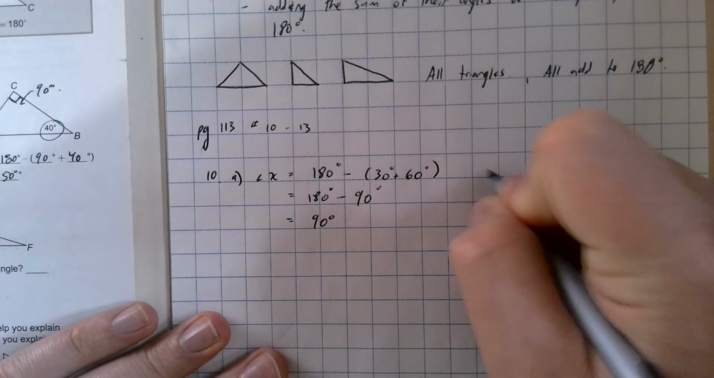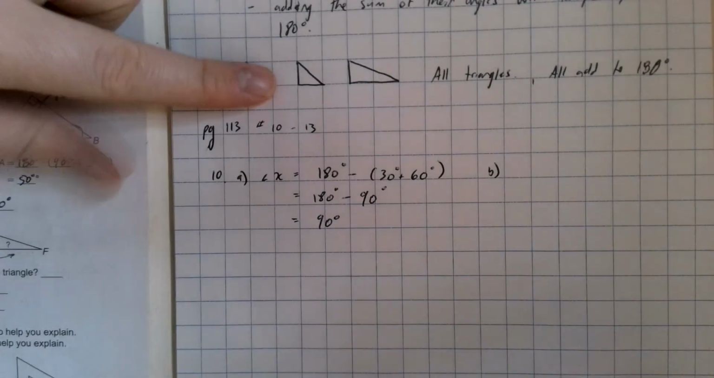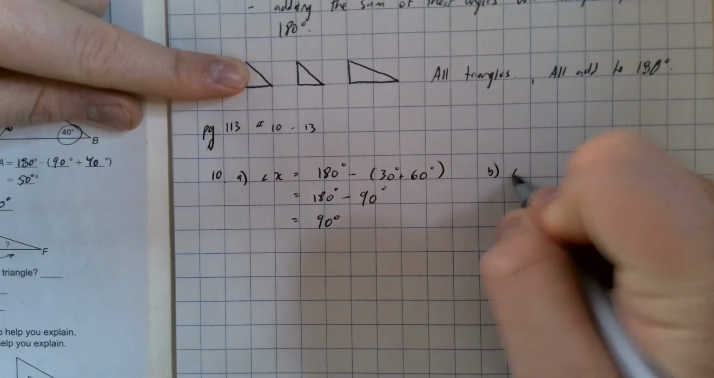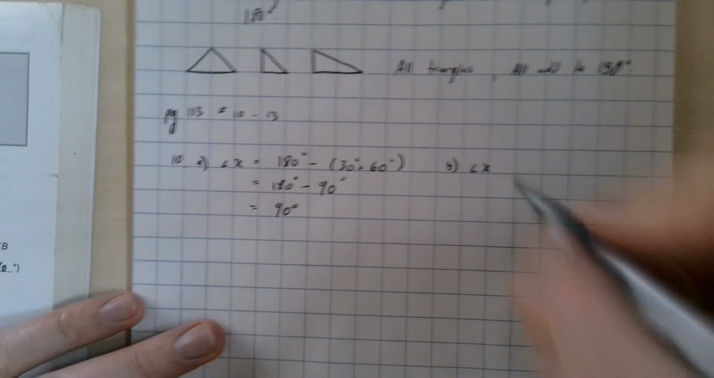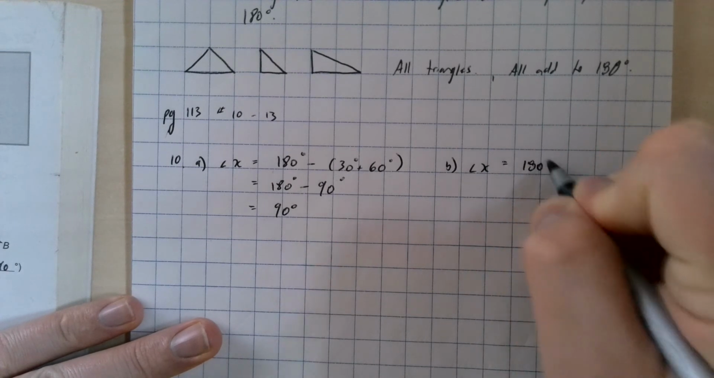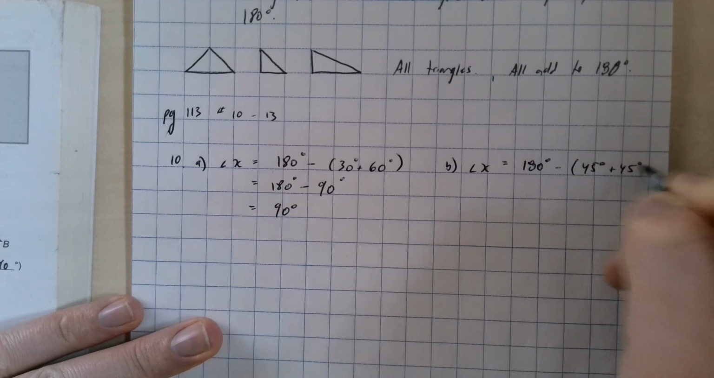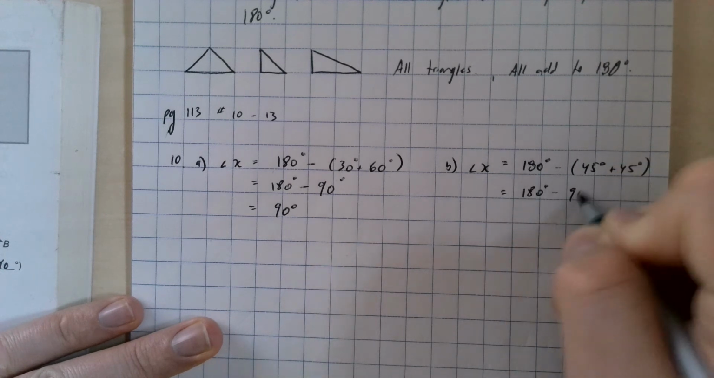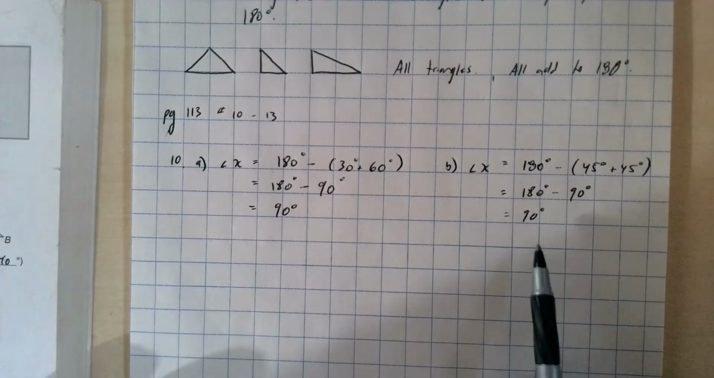Okay, the next one, we have question B. I'm trying to make sure I'm leaving space as well, so I'm leaving a space here. B, a triangle has two 45-degree angles. What is the third angle? So we have angle X again. Angle X equals 180 degrees, take away 45 degrees plus 45 degrees. And that means 180 take away 90. There we have it. Okay, we got 90.